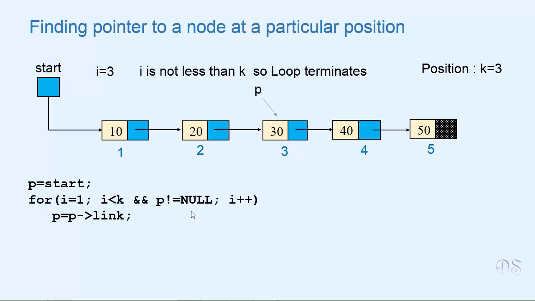This loop condition p is not equal to null we have placed to terminate the loop in case when there is no kth position in the list. That is, the number of nodes is less than k. For example, if k is 10 and there are only 5 nodes in the list, then this condition will terminate the loop.